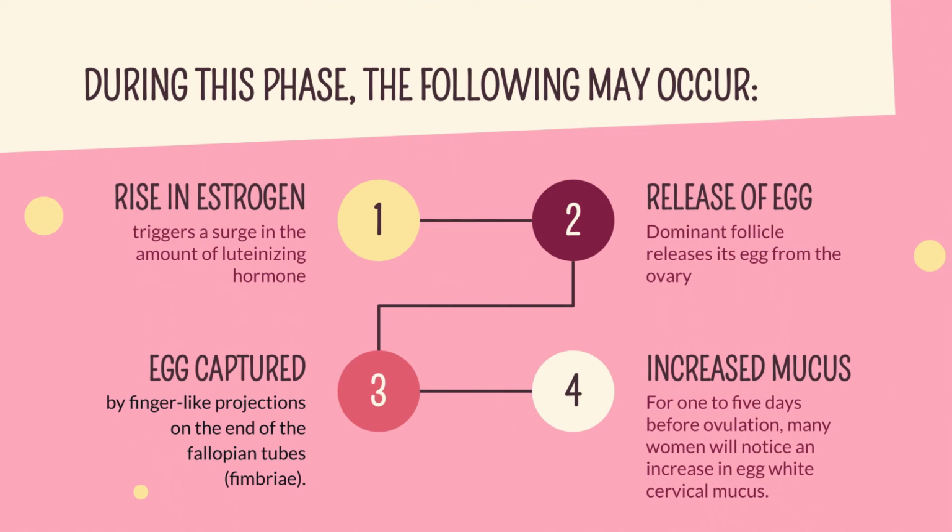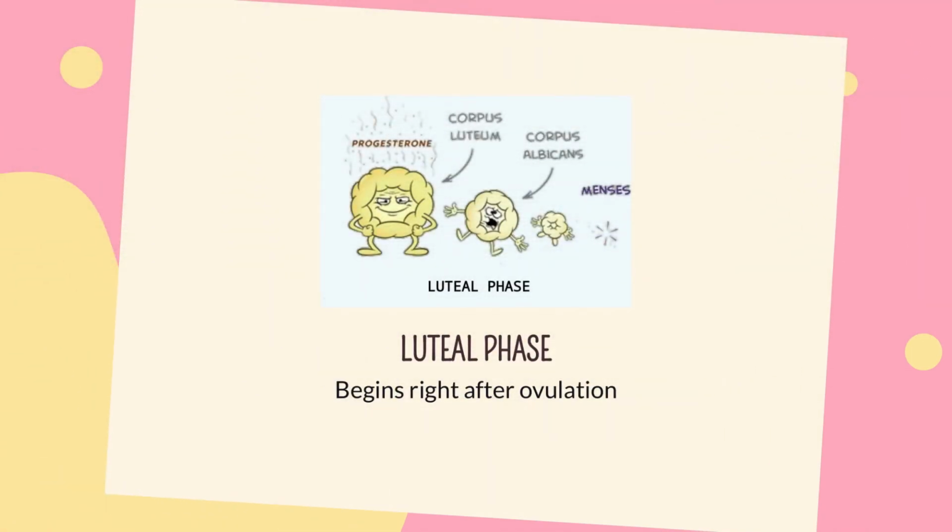As the egg is released, it is captured by finger-like projections on the end of the fallopian tube, the fimbriae. For 1 to 5 days before ovulation, many women will notice an increase in egg white cervical mucus. This mucus is the vaginal discharge that helps to capture and nourish sperm on its way to meet the egg for fertilization. It is now followed by the luteal phase.